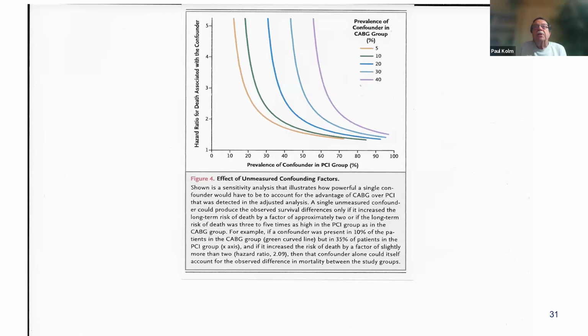Now, I say this is obviously just a simulation. You don't really know whether you have an unmeasured confounder in your study, or a variable you didn't measure that would have really affected the results. But the simulation here is that if you have different prevalences of the confounder in each group, what would the hazard ratio be that would change the outcome or the results of the analysis.